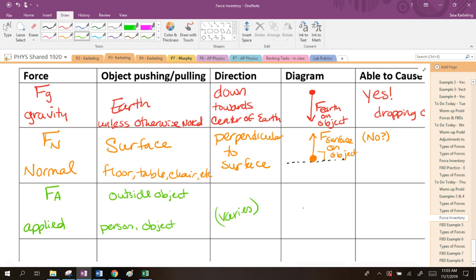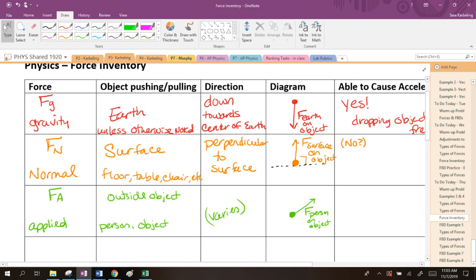You never know. So I'm just going to draw a diagram just so we can get the label right. I'm just going to put it up like this. I'm going to say the force of, I'll say a person in this case, on the object. And what do you think? Do you think that it's able to cause an acceleration? Yeah, because we saw that it did, right? Yes, of course.